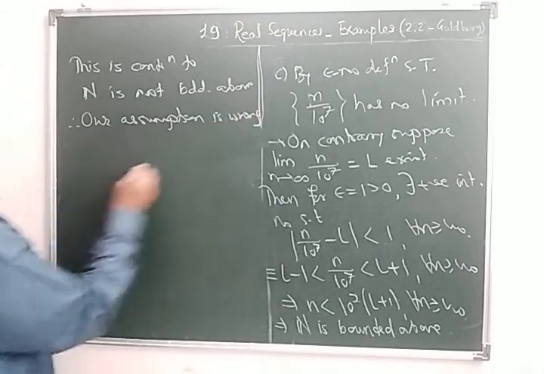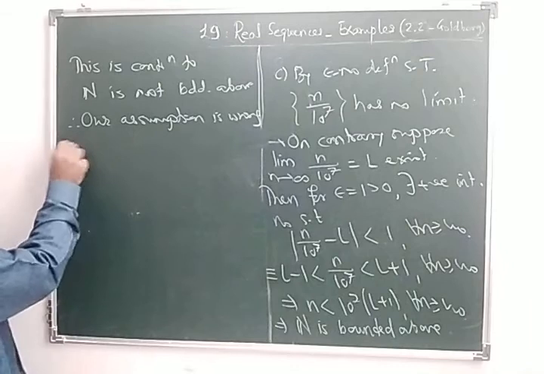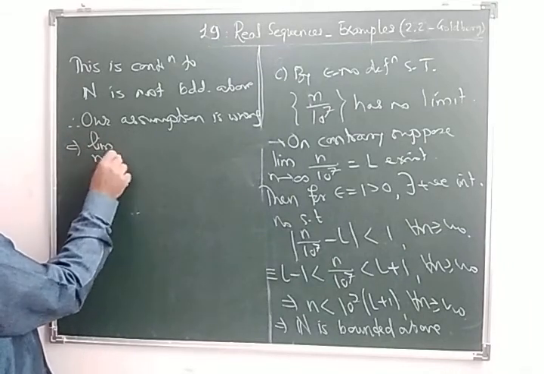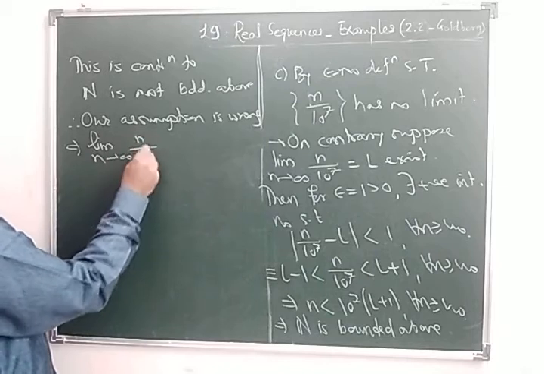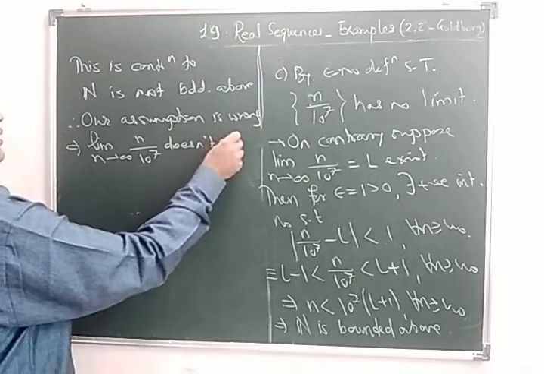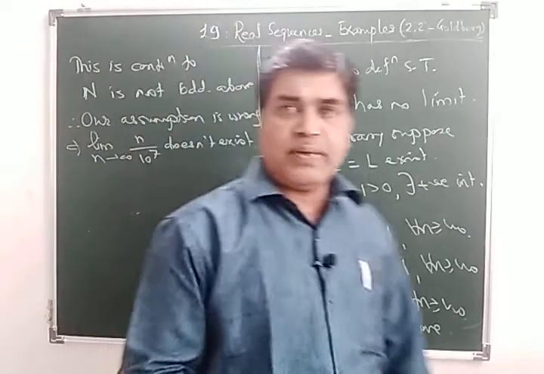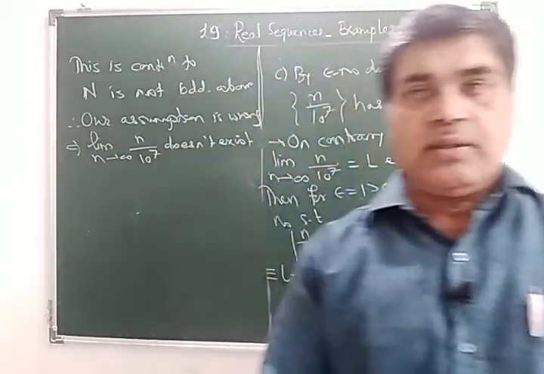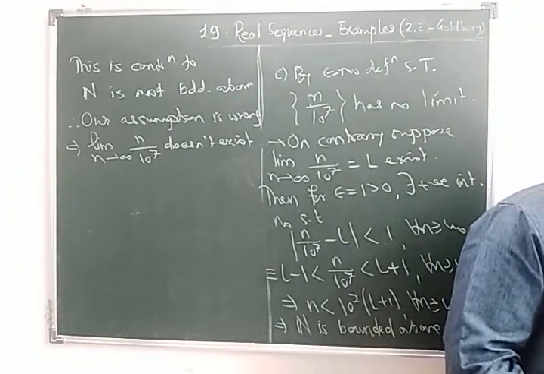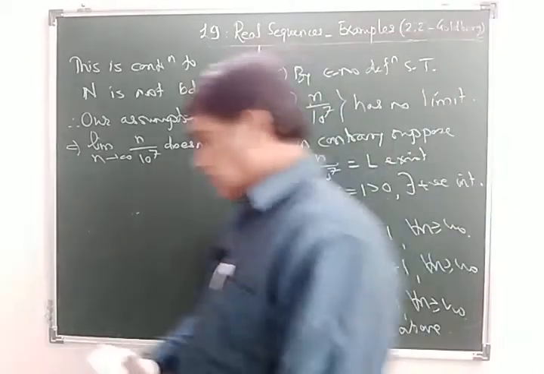What this implies? Which implies the limit as n tends to infinity of n upon 10 raised to 7 doesn't exist. This is your epsilon n naught definition to verify whether the limit of a given sequence exists or not. Next example.